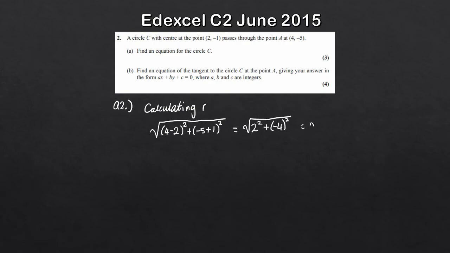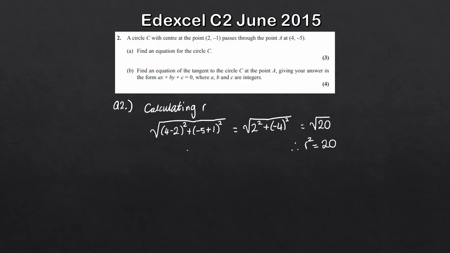That's going to be 4 plus 16, so we get root 20. But I'm not going to bother simplifying this, again, because we're looking for the equation of the circle. We use r squared. So in that case, r squared will be root 20 squared, which will just be 20.